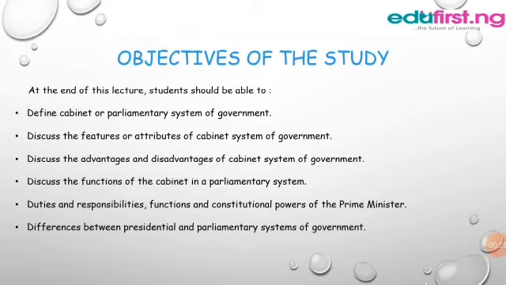At the end of this lecture, students should be able to define Cabinet or Parliamentary System of Government, discuss the features or attributes of Cabinet System of Government, discuss the advantages and disadvantages of cabinet system of government, discuss the function of the cabinet in a parliamentary system, duties and responsibilities, functions and constitutional powers of the Prime Minister, and then know the differences between presidential and parliamentary system of government.